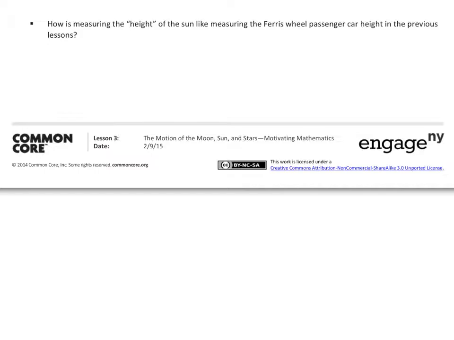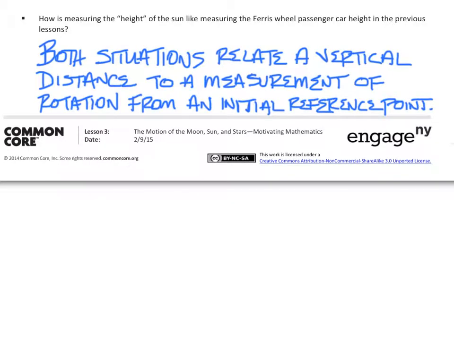And then how is measuring the height of the sun like measuring the Ferris wheel of a passenger car, which we've already gone through? Both situations relate a vertical distance to a measurement of the rotation from an initial reference point. So that's how that ties into what we've already done.